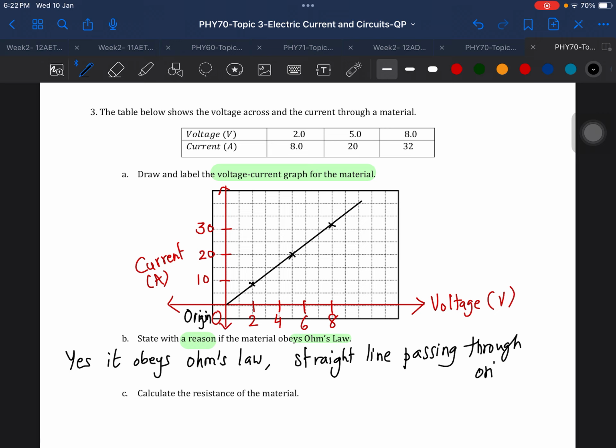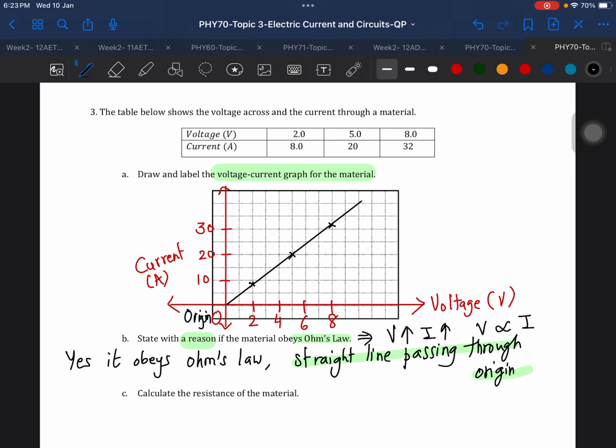If you recall, Ohm's law states that if the voltage increases, the current should increase. That means voltage is proportional to current. That means if I increase the voltage, current should also increase. And you can see that from the graph. As I increase the voltage, the current is also increasing. That's why we are getting a straight line passing through origin. So our reason will be straight line passing through origin.